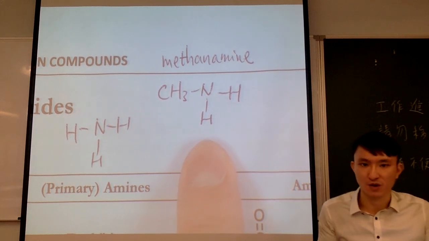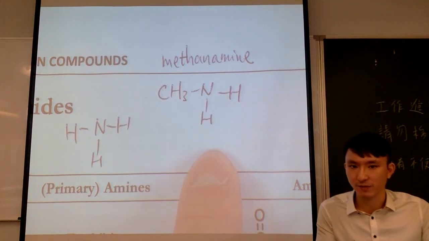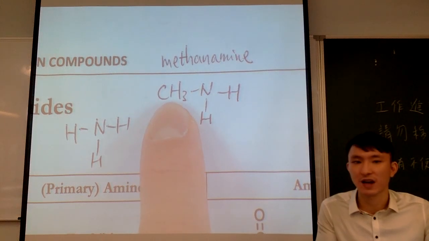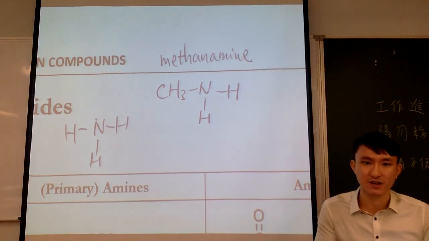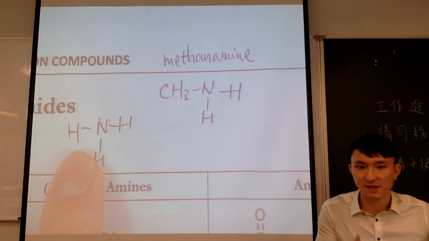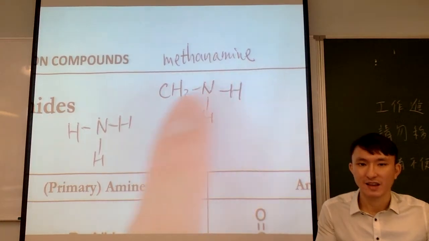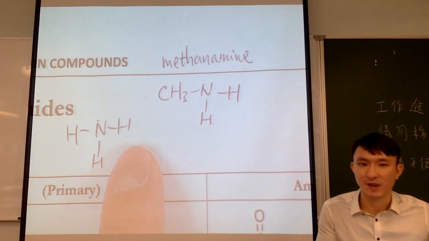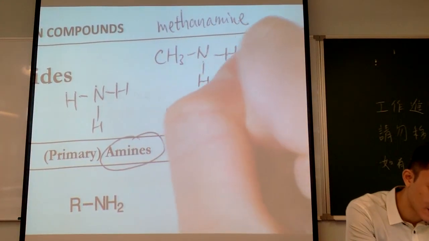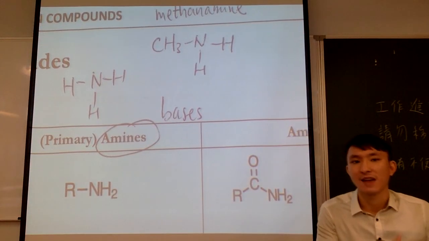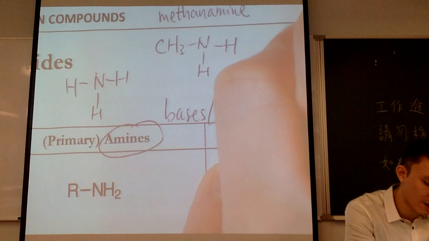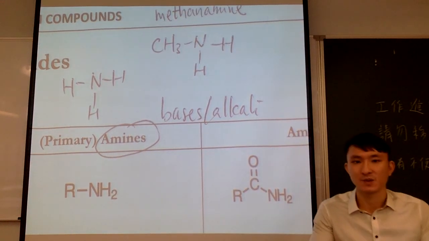Actually, we can have even more alkyl groups. We can have 2 CH3 groups, even 3 CH3 groups, or you can have a C2H5 or C3H7, it doesn't matter. This is what we call amine. Despite replacing hydrogen atoms by alkyl groups, they share very similar chemical properties to ammonia. First of all, amines are bases. And because they are able to dissolve in water, they are also alkaline. So they are bases as well as alkalis.